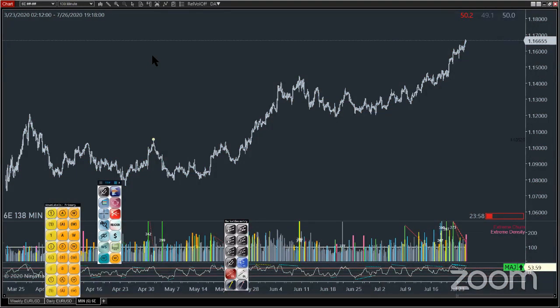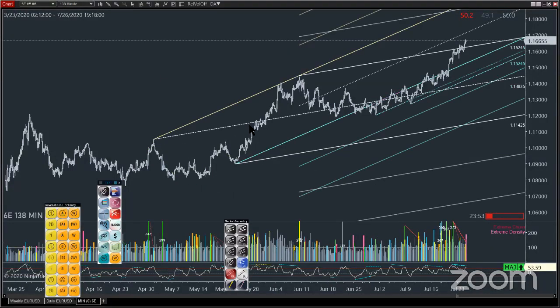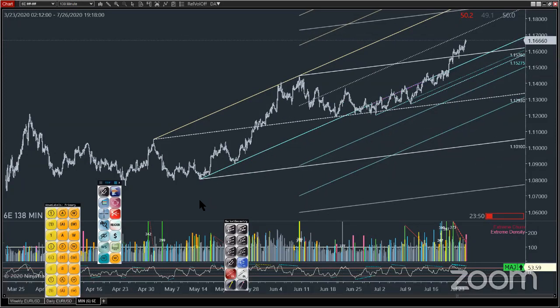Look at what you're making right now. You're making an extreme density churn bar, which means you're probably putting in a little swing high temporarily before it takes off again. Yeah, it's slightly different. You broke through it a bit here. It's not dramatically different.